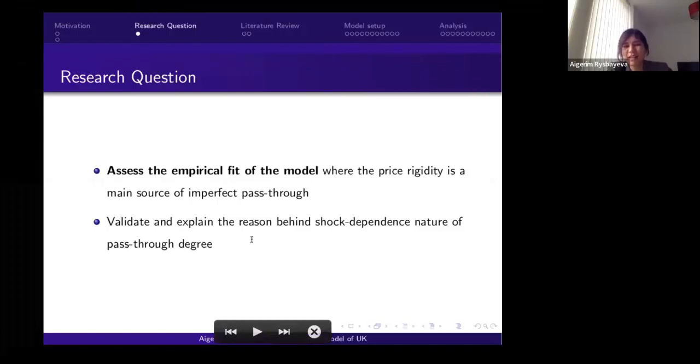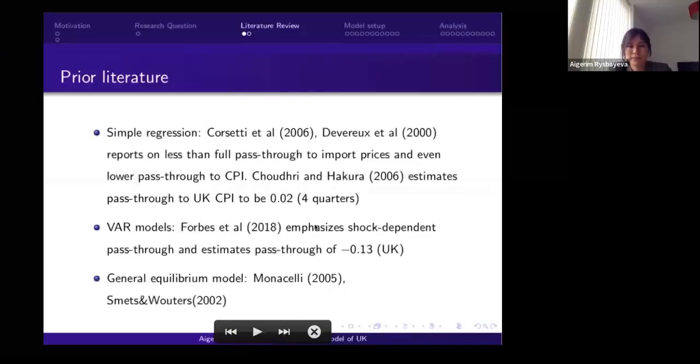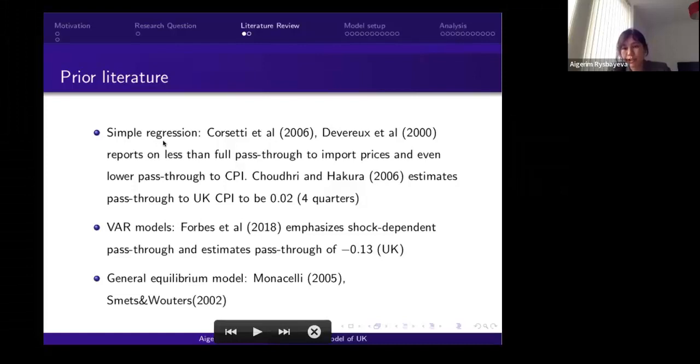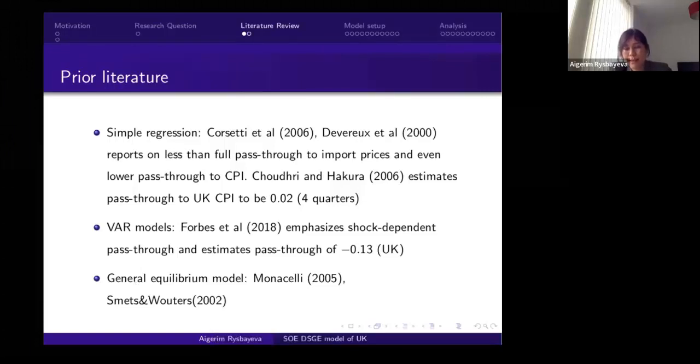And the second one is that we need to talk about the shock dependence of the pass-through degree. So as you can see, I have classified my literature into three. We have three types of models for estimating the pass-through degree. The first one is simple regressions, as we are all aware. The second one is VAR models, and the third one is general equilibrium models. So this is the DSGE model.